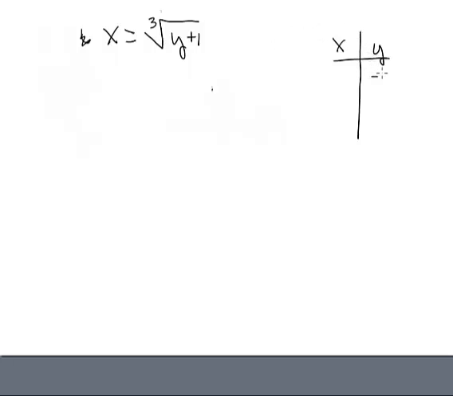So let's do negative 1, because that would give us 0, and the cube root of 0 is 0. Let's try 7, because 7 plus 1 would be 8, and the cube root of 8 is 2. We could also make this negative 9. Negative 9 plus 1 is negative 8, and the cube root of negative 8 is negative 2.